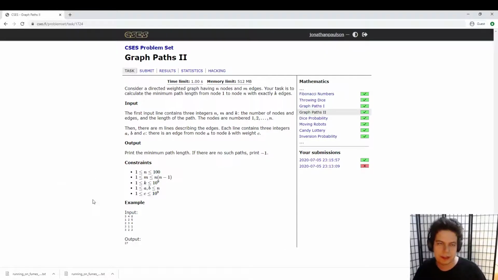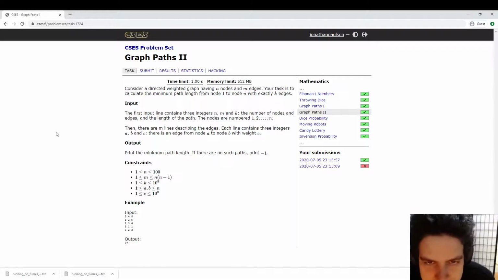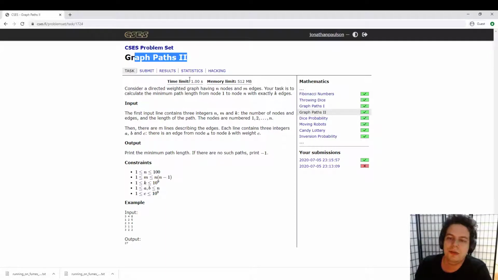All right, let's do another CSES math problem. Just like yesterday, this is actually also a graph matrix exponentiation problem. So let's take a look. This is Graph Paths 2.